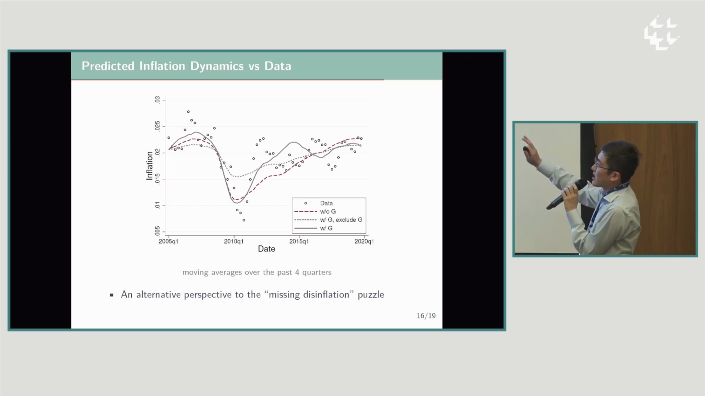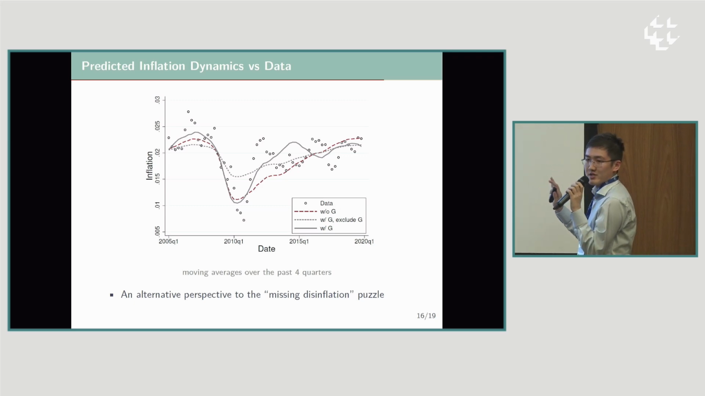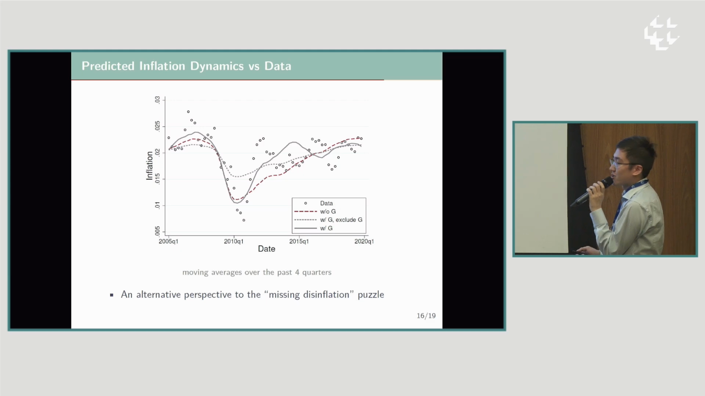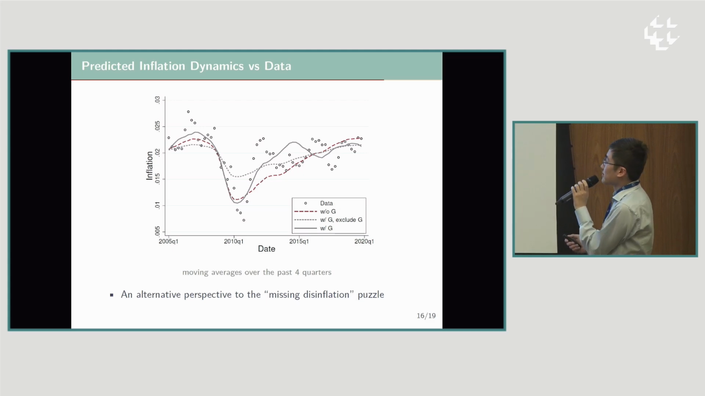If we look at the model-predicted inflation versus real data, specifically focusing on the Great Recession period, this figure shows you here, the circle dots are the real data, core CPI, okay. This is also the moving average over the past 4 quarters. You see that a bit later than 2010, there is a big drop in the data, and afterwards the data quickly reverts to slightly above 2%.